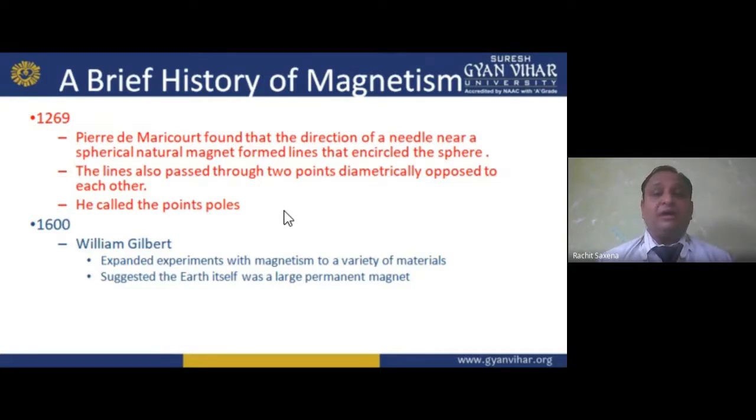If anyone asks you about magnetism, that when was magnetism started in this country, and what was the history of the magnet, in which year we found the magnet. So this is about the history, my dear student.